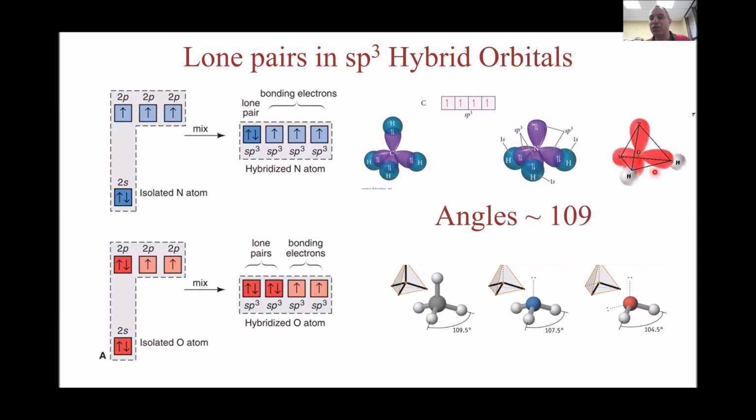If it uses only 2 domains in bonding and 2 domains occupied by lone pairs, the actual shape is going to be determined only by the atoms, the oxygen and hydrogen atoms, which is going to make it bent. However, it's bent because of the existence of these 2 lone pairs in water, and the angle is going to get even smaller because of the different repulsion between lone pairs and bonding pairs.